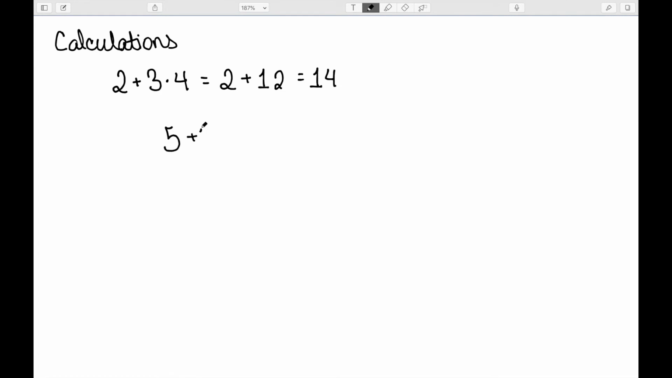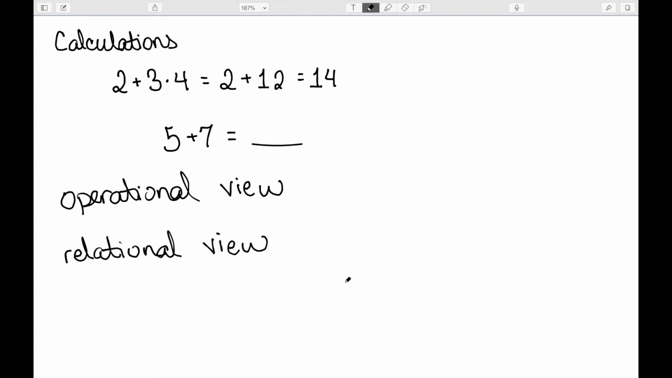Students are often prompted with equations such as 5 plus 7 is equal to blank. However, it's very important that students do not develop a view of the equal sign that means calculate the answer. This is an operational view of the equal sign. These students will only see the equal sign to mean find the answer to this problem. And students who view the equal sign this way will not be able to make sense of solving algebraic equations later on. So instead, we want to develop this idea of a relational view. Students must understand that the equal sign tells us that the left and the right side of the equation stand for the same number.